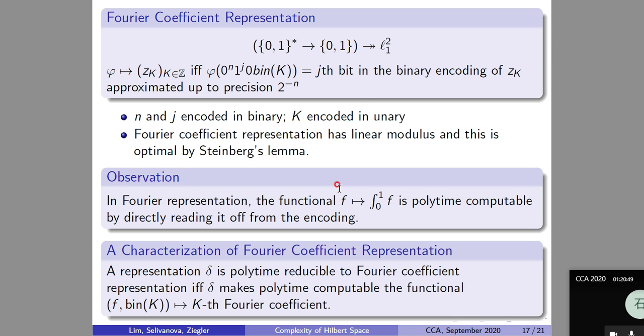And actually, this is the zeroth Fourier coefficient, and computing the Fourier coefficient is actually the characterization of, or equivalent to, this representation: a representation delta is polynomial time reducible to the Fourier coefficient representation if and only if delta makes the functional of computing the Fourier coefficient polynomial time computable.